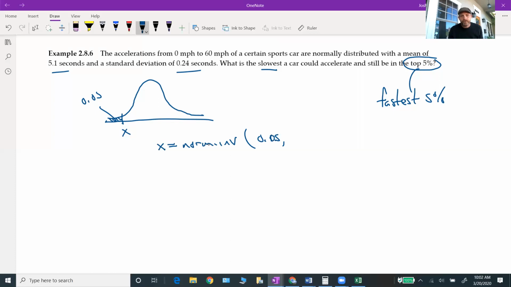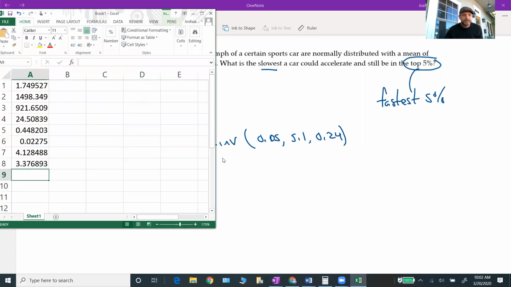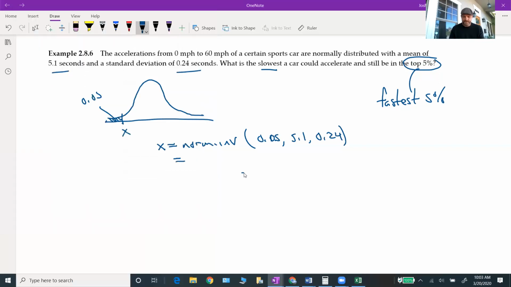What was the mean again? Oh, 5.1. And 0.24. Let's see what we get. Norm inverse, 0.05, 5.1, and 0.24. So 4.7 seconds, okay? And we should expect that to be below the mean, right? If it's faster, we should have a lower value. It's below the mean, okay?